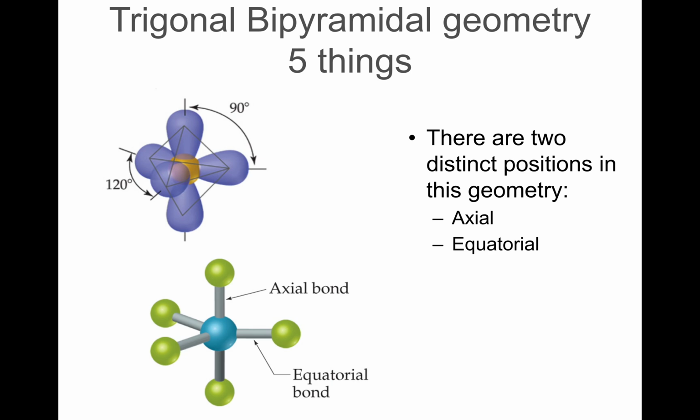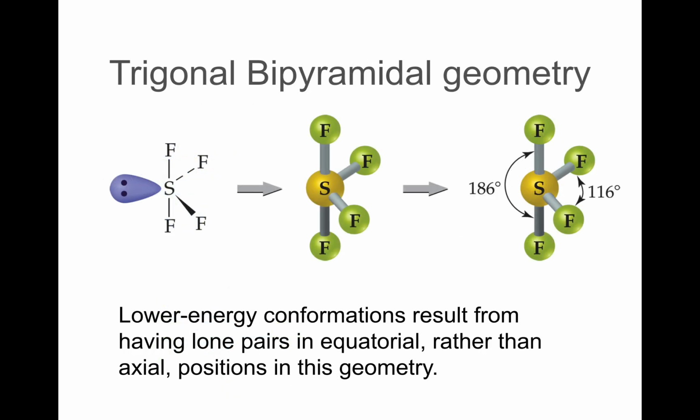Okay, so trigonal bipyramidal geometry is going to be five things. And really, you just can write this title down and jot down an example here, okay? That's what's important. When you have five things around it, it's going to be a trigonal bipyramidal geometry, okay?